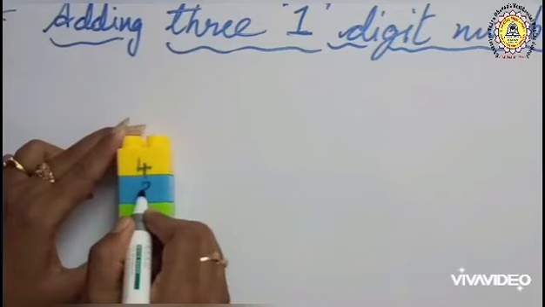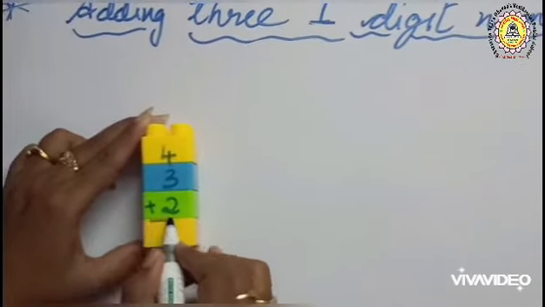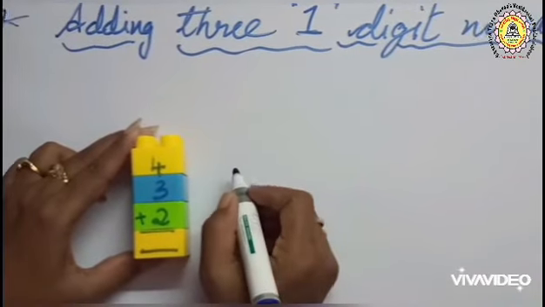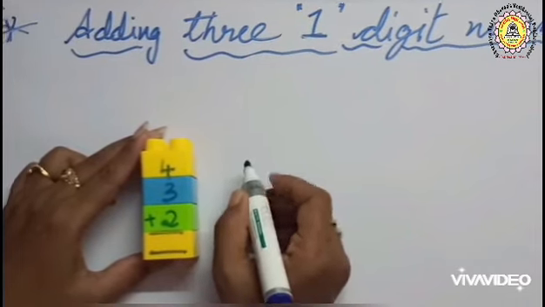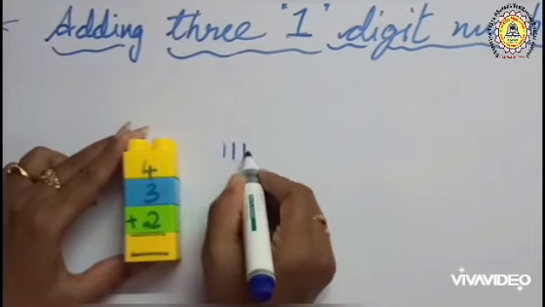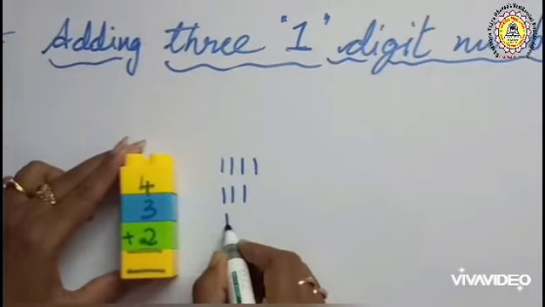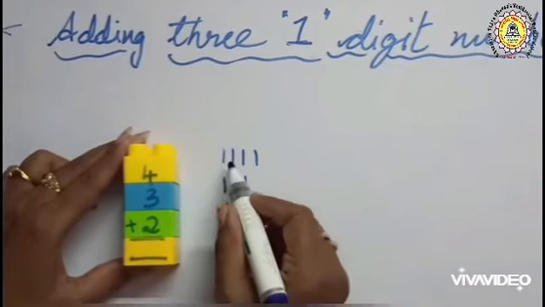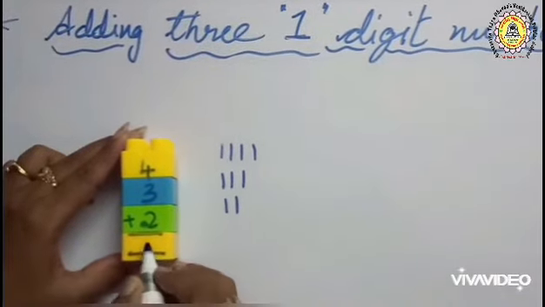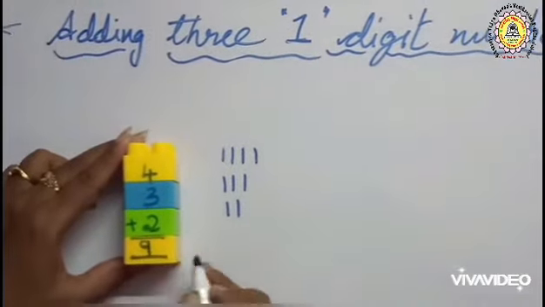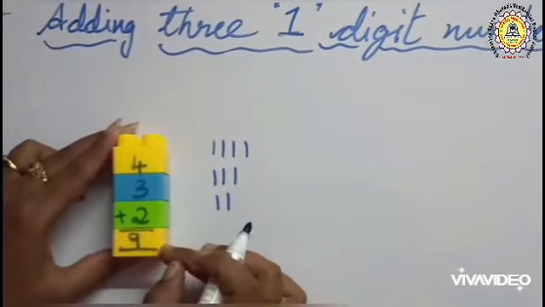Let us learn one more example, children. 4 plus 3 plus 2 is equal to how much? Let us draw lines. 1, 2, 3, 4. For 3, 1, 2, 3. For 2, 1, 2. Let us count together. 1, 2, 3, 4, 5, 6, 7, 8, 9. What is the answer, children? 9 is the answer. 4 plus 3 plus 2 is equal to 9.